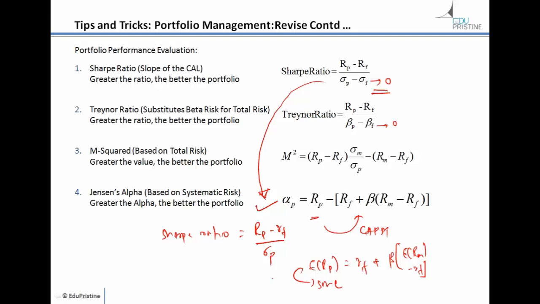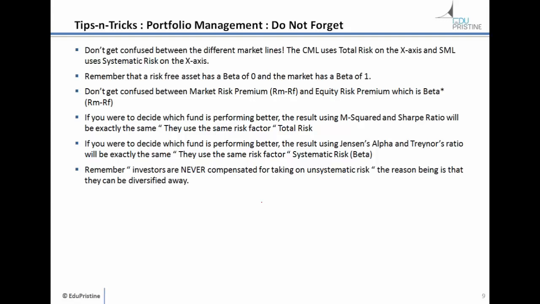Please try to remember all these four formulae because there will be questions testing you on this. There could be some playing around between the different ratios. You could be given the Treynor ratio, and based on it, you may be asked to calculate the Sharpe ratio with some additional information, or you may be asked to calculate Jensen's alpha using some additional information. So please keep a note of all these formulae and try to establish a relationship between each of them. Now, the market risk premium is always E of Rm minus Rf. It is not equal to beta times E of Rm minus Rf.